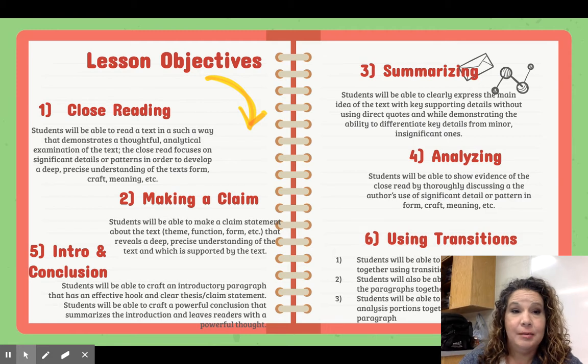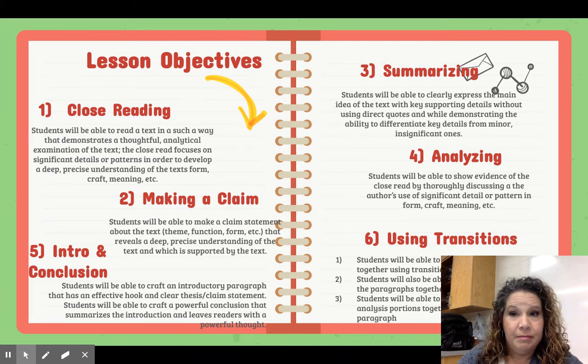To review our lesson objectives: close reading, we read in a thoughtful and analytical examination of the text. We focused on significant details and patterns, and we developed a deep and precise understanding of the text and its forms, craft, and meaning. Our claim statement showed our close reading in that we revealed a deep and precise understanding of the text and the need to be supported by the text.